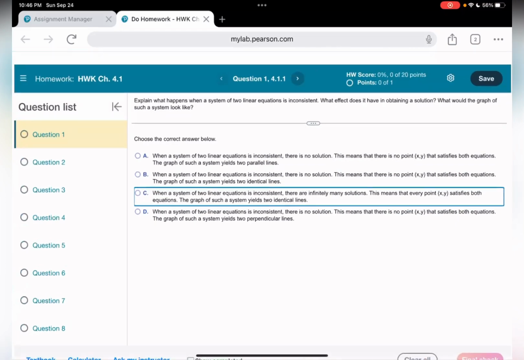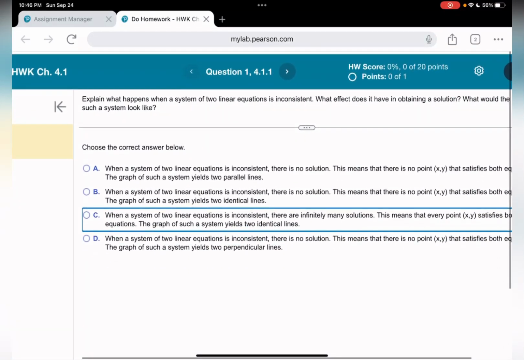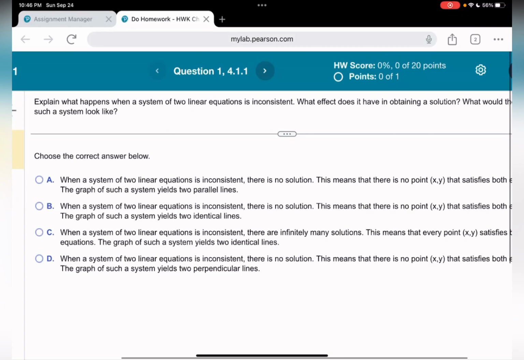So 4.1.1, that's the first question. Explain what happens when a system of two linear equations is inconsistent. A system of linear equations is two equations with two variables at the same time, x and y, and to be able to solve it, we have to have two equations. Okay, so a system of equations can be inconsistent or consistent. What is the difference between them?